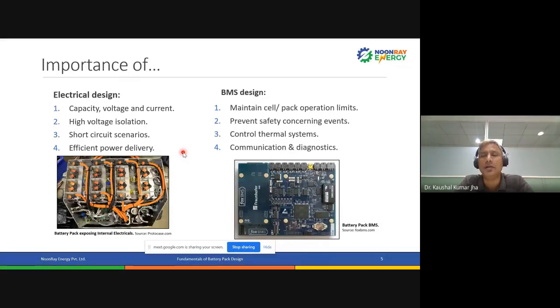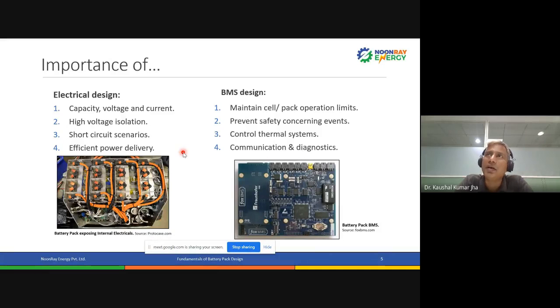It's not only temperature. It could be current, it could be voltage, because below some voltage, the battery pack will not work. Over some voltage, the battery pack will not work. Over some voltage, that becomes overcharged, and below some voltage, it becomes undercharged. Now, before anything triggers a safety concerning event, the battery should be cut off. Who will cut off? It's the BMS which cuts off.